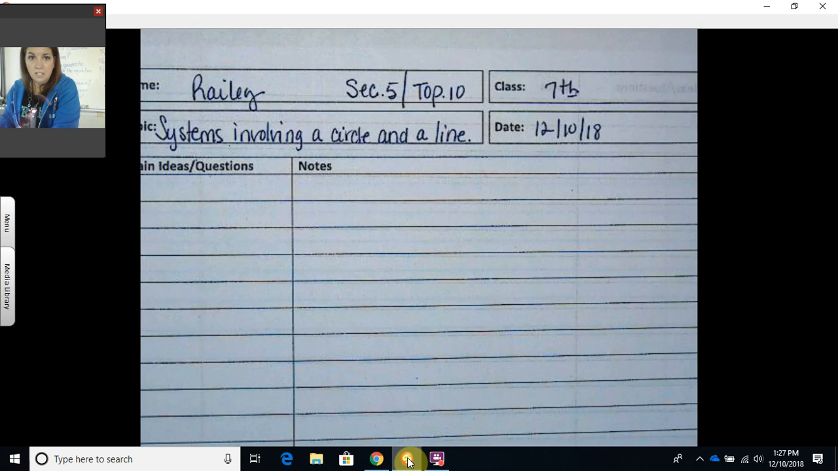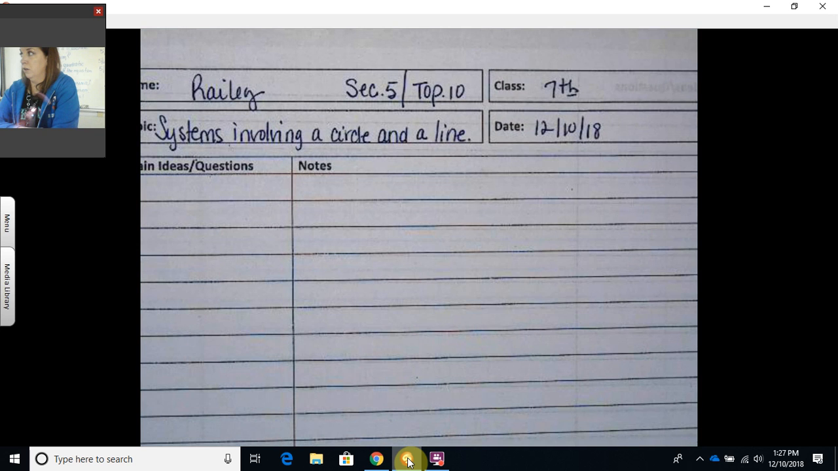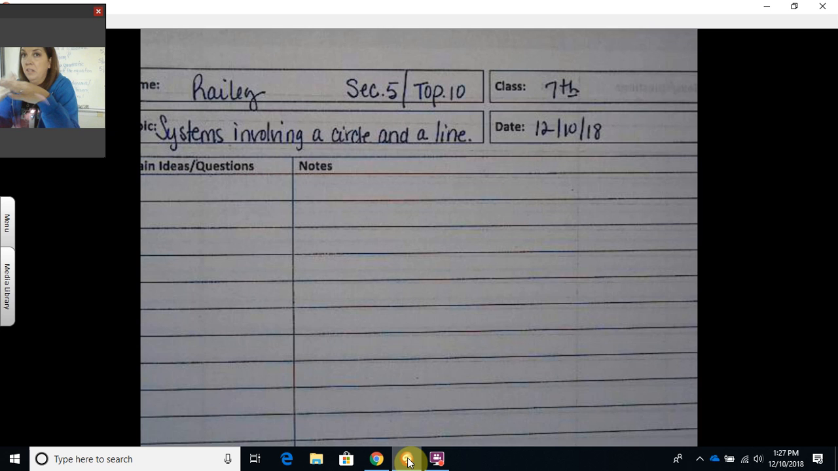Systems involving a circle and a line. So we've solved systems before, systems of two lines where they intersect. I taught you how to solve them by graphing. Graph the two lines where they intersect, that's your solution, right? I taught you how to solve using substitution, and I taught you how to solve using elimination.